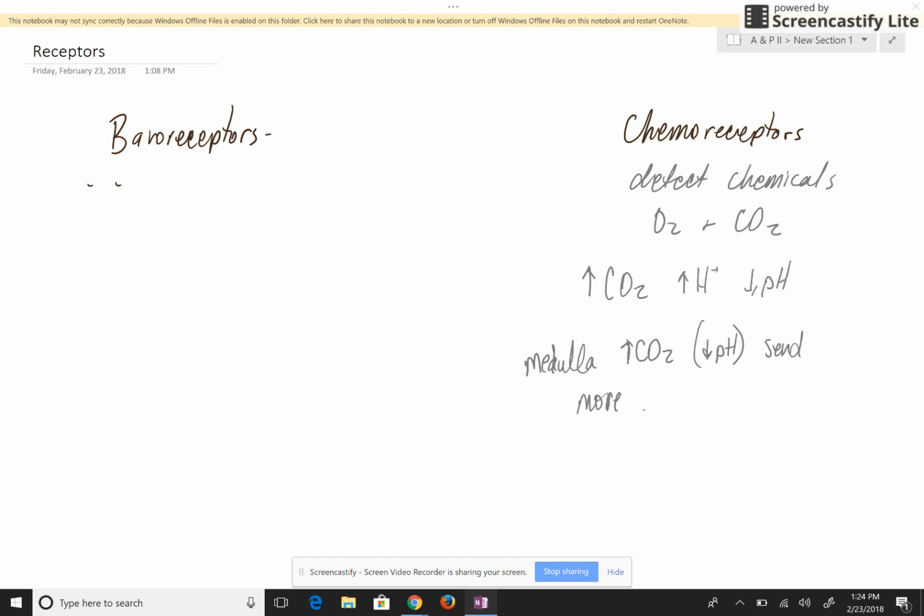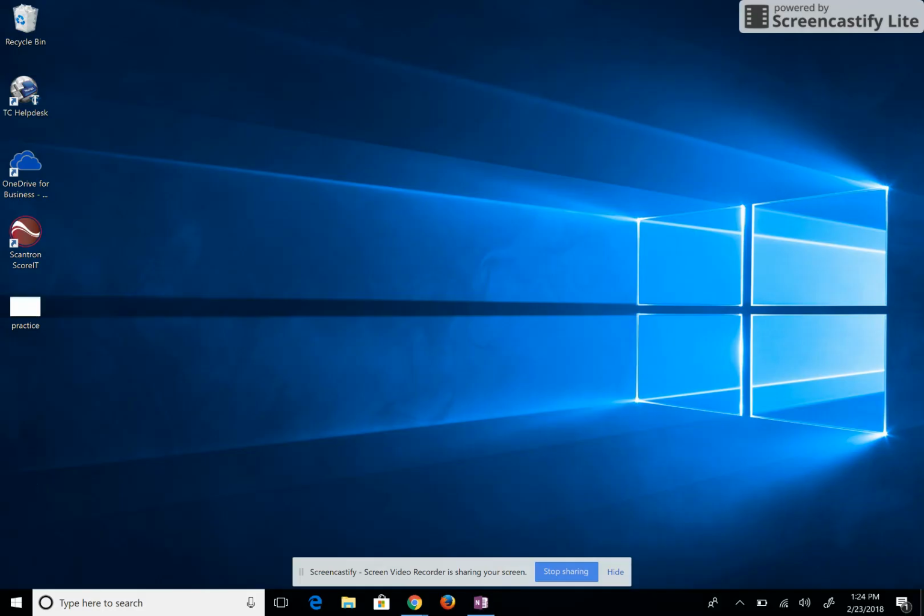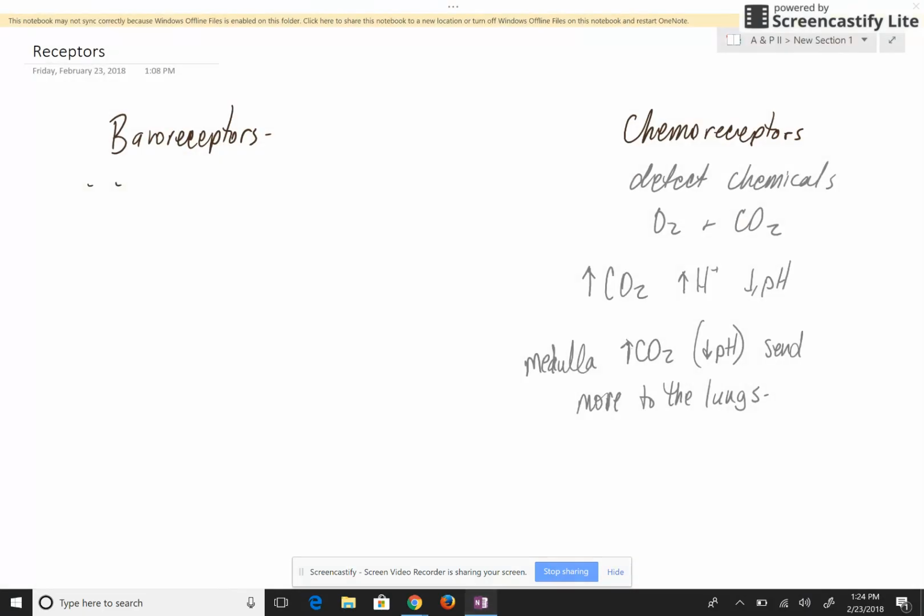How do you send more blood to the lungs? For diffusion. You're going to send more blood to the lungs for diffusion, and that's going to stimulate the sympathetic nervous system.